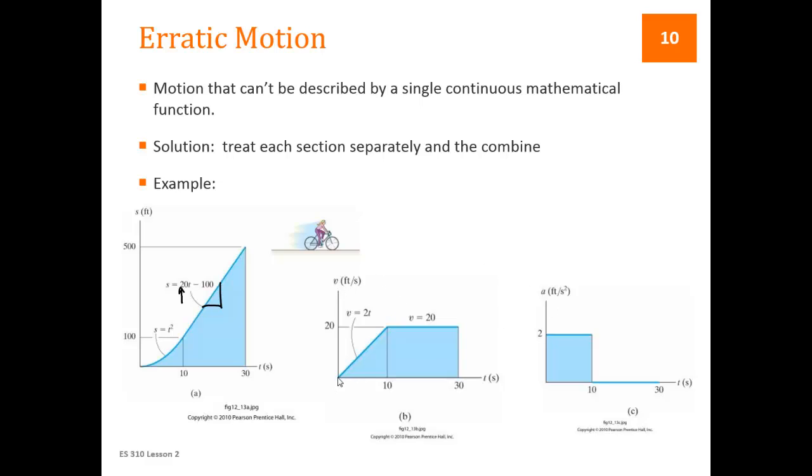Now to go from V to A, we do the same thing, right? So what's the slope in this section? Well, it's constant. It's a constant of 2. So we've got a constant slope, and then what's the slope for the second section? 0.